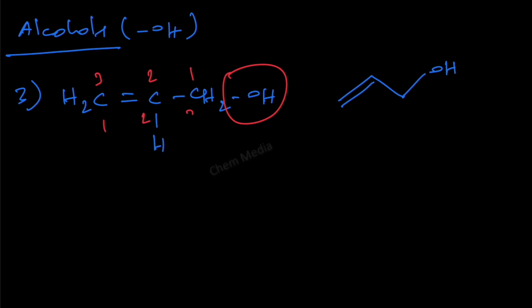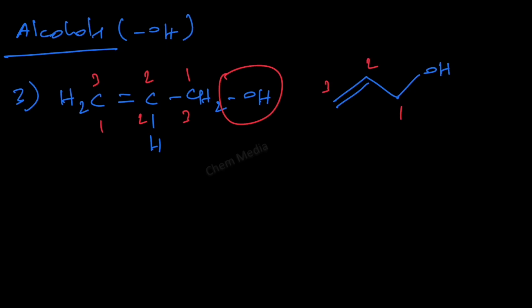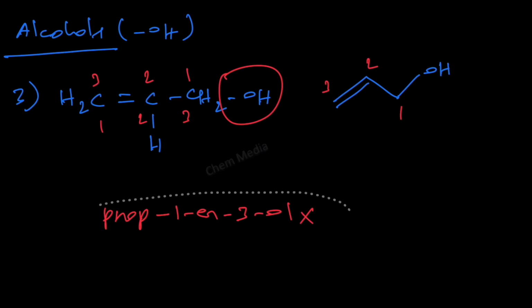So for example, if we number it this way, in that case we are giving high priority to the alkene and low priority to the functional group, and the IUPAC name would become prop-1-en-3-ol. Is that correct? No, it is not correct. Let me remove this.